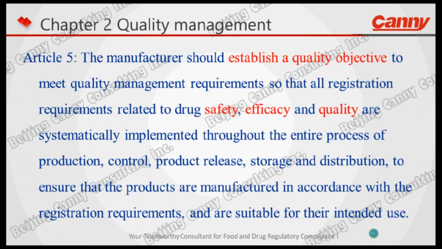So what is the quality objective? Normally it is stated in a quality manual. Except the quality objective, the quality manual also covers quality strategy, organization, facilities, and equipment, and quality assurance system, and so on. All of these measures are commensurate with the products and activities in the enterprise.